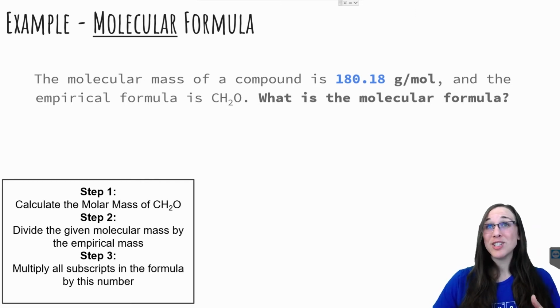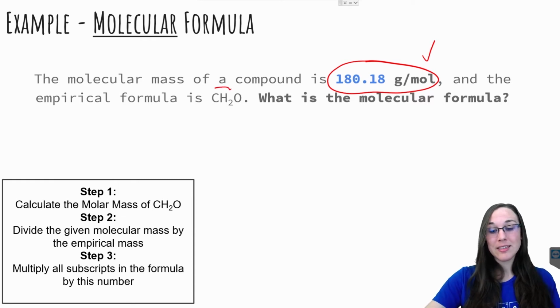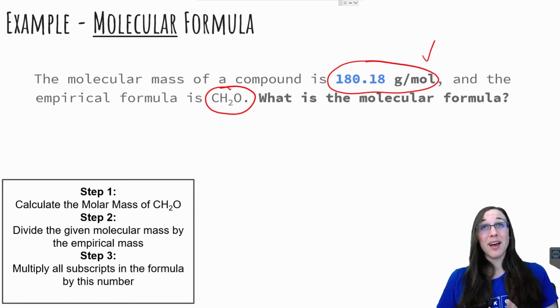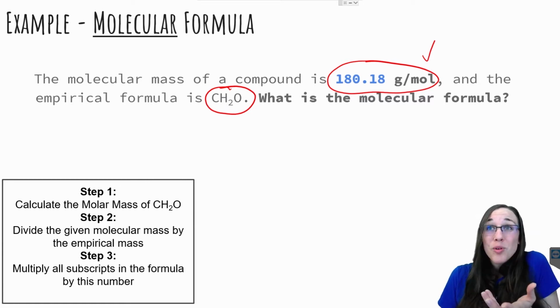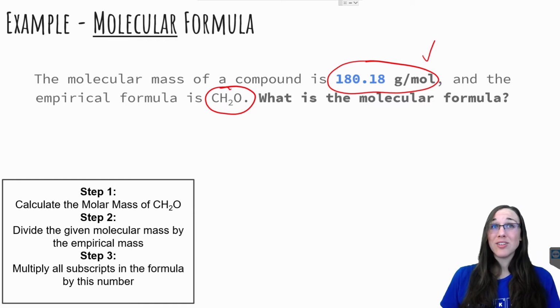Notice that the question is giving me molecular mass. The molecular mass of a compound is 180.18 grams per mole. So that's one of my givens. And the empirical formula is CH2O, another given. Now they're asking me what is the molecular formula. In other words, what is the actual formula of CH2O? So first I would calculate the molar mass of CH2O.